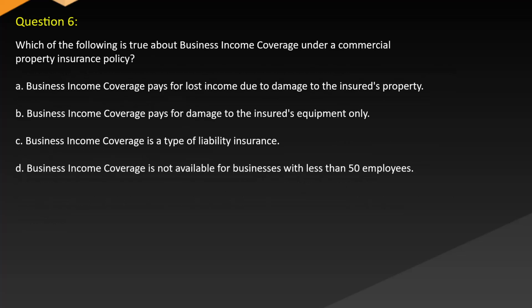Question 6. Which of the following is true about business income coverage under a commercial property insurance policy? A. Business income coverage pays for lost income due to damage to the insured's property. B. Business income coverage pays for damage to the insured's equipment only. C. Business income coverage is a type of liability insurance. D. Business income coverage is not available for businesses with less than 50 employees.